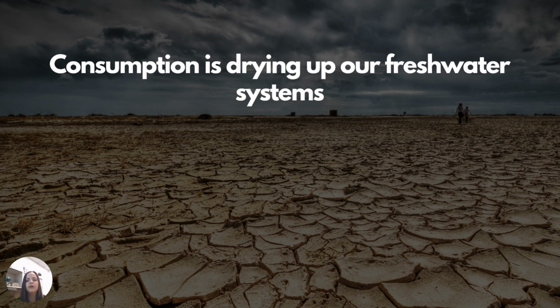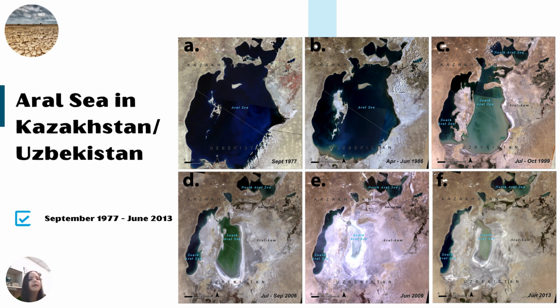We'll get into groundwater in a few videos, but we're going to look at the Aral Sea in Kazakhstan, Uzbekistan. These time lapses are from 1977 to 2013, and you can see just how much water has been removed from this inland sea. It's a lot. So what's being left behind are salt deposits. So consumption is a problem in and of itself.